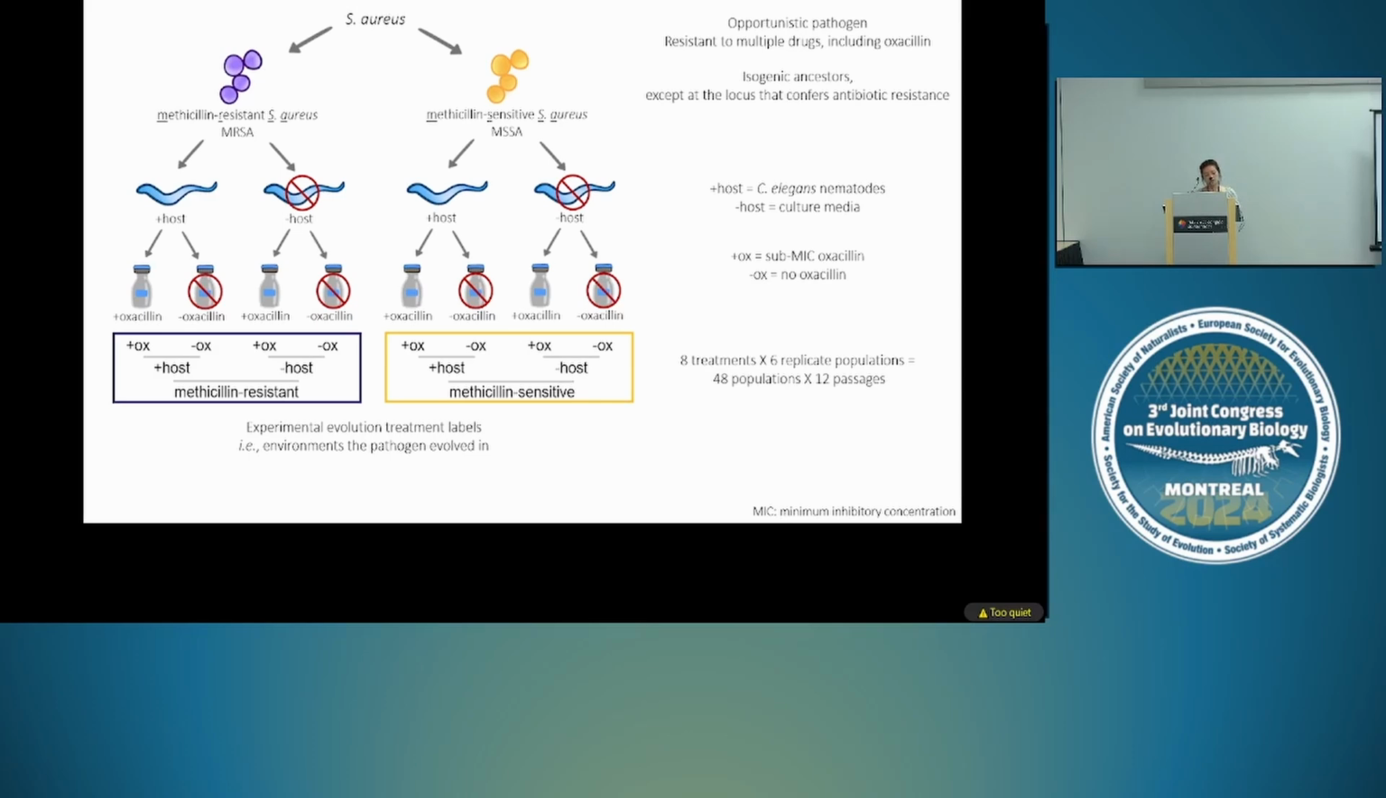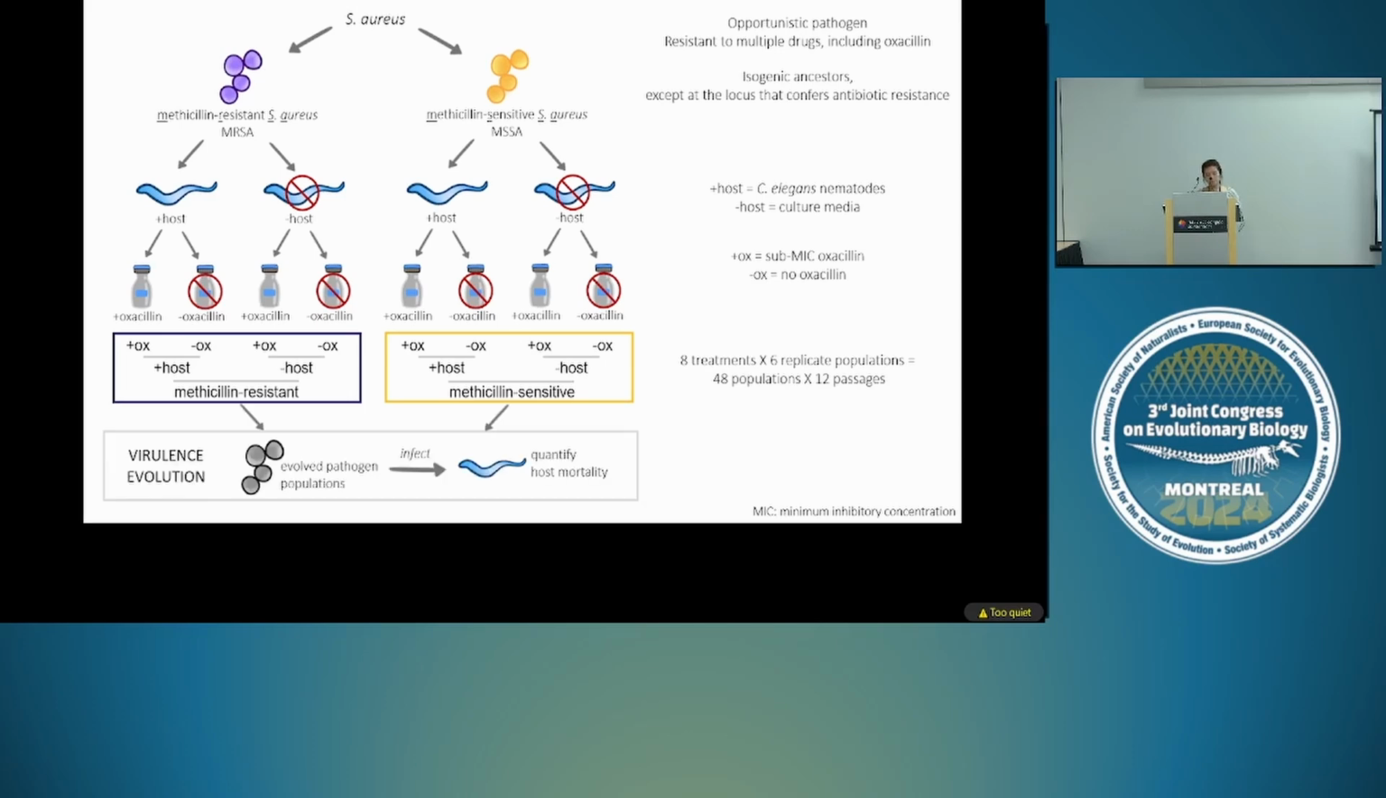And so the labels in the purple and yellow boxes are what I'm going to use to label the treatments in our results. They're essentially the environments that the pathogens evolved in. And so first, we looked at virulence evolution. We took the evolved populations and we used them to infect nematodes, and then quantified host mortality as the metric for virulence.